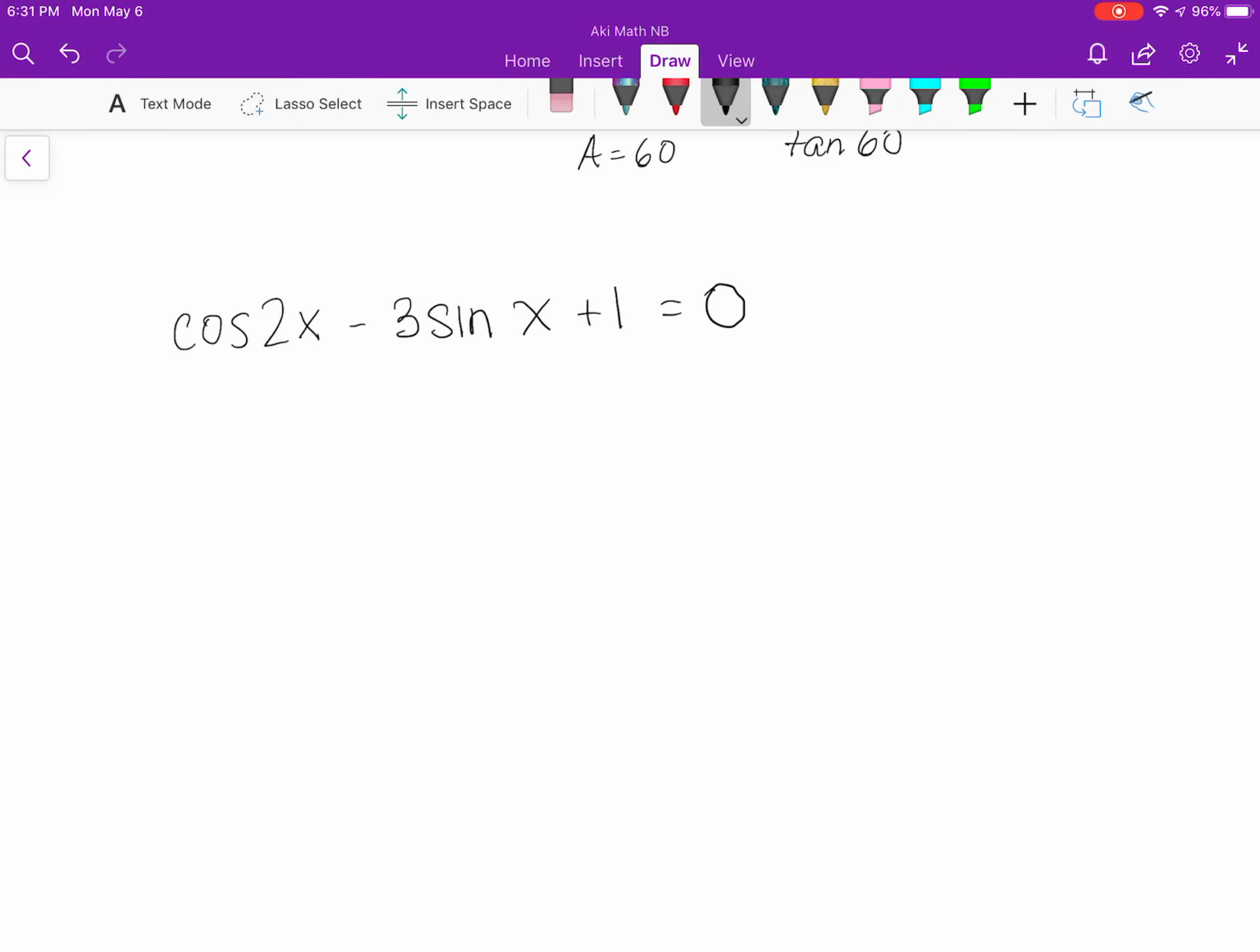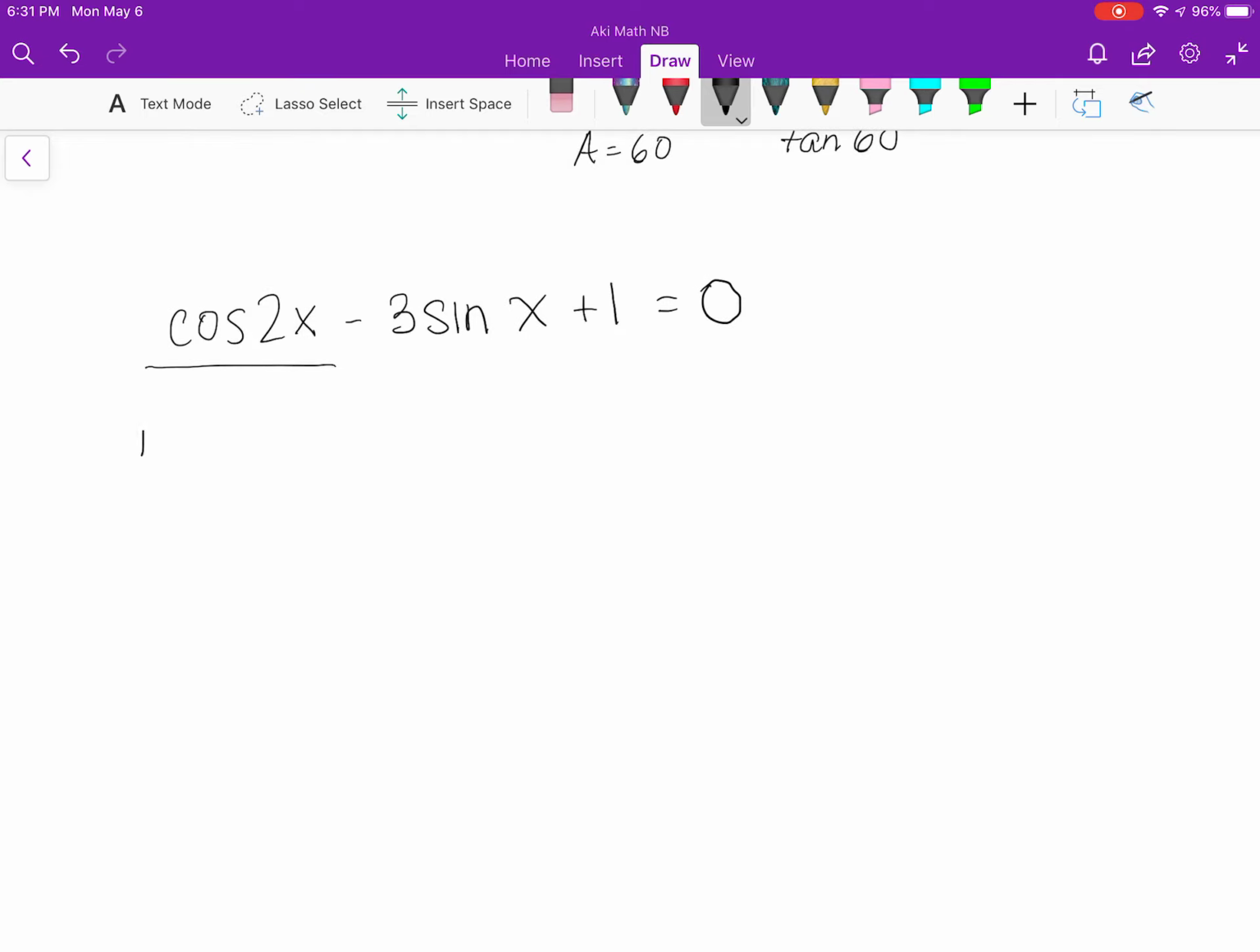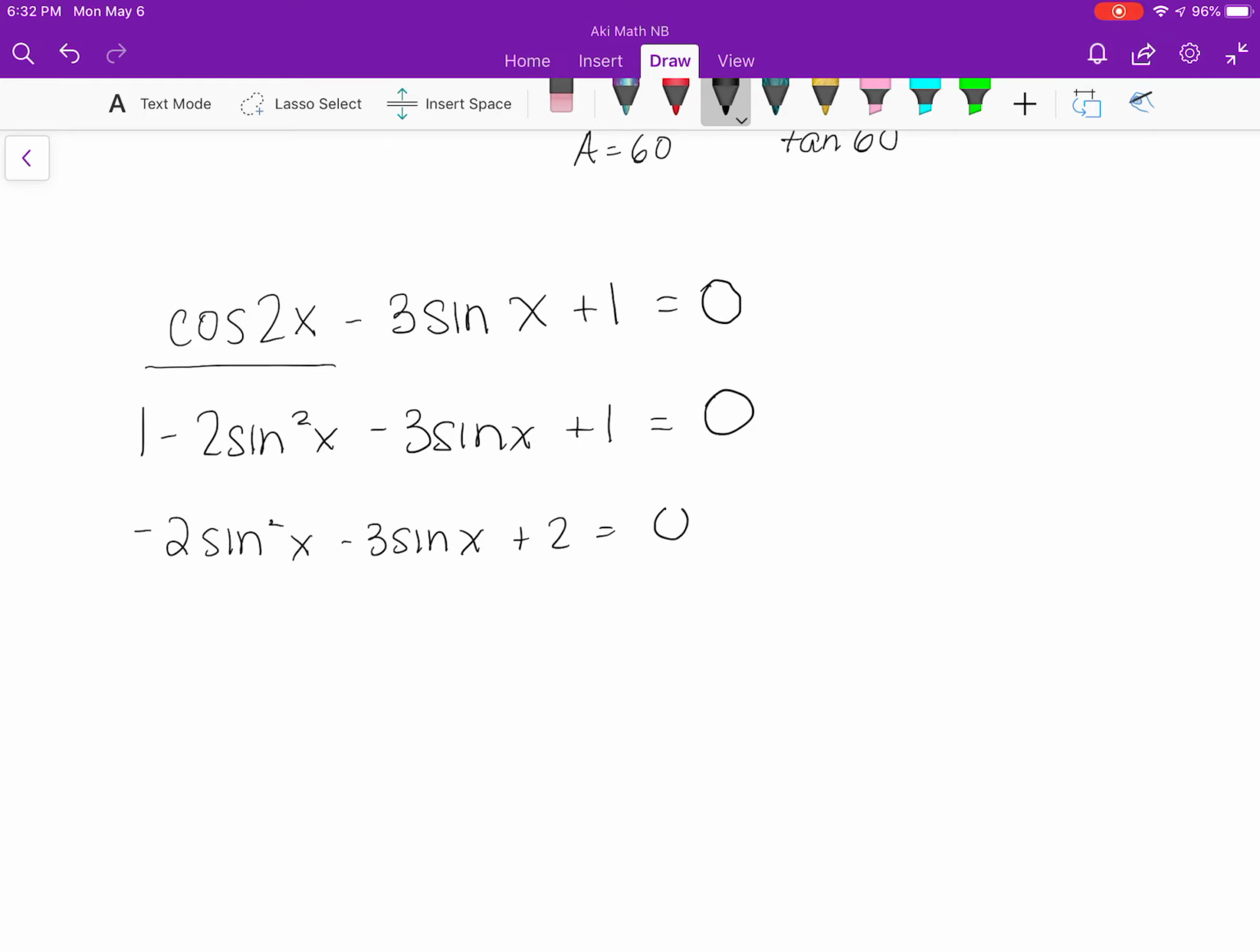Okay, so first of all, we're going to need a suitable replacement for cosine 2x. Because this is sine, I'm going to pick the one that has the relationship with sine. So 1 minus 2 sine squared x minus 3 sine x plus 1 equals 0. So I get minus 2 sine squared x minus 3 sine x plus 2 equals 0.